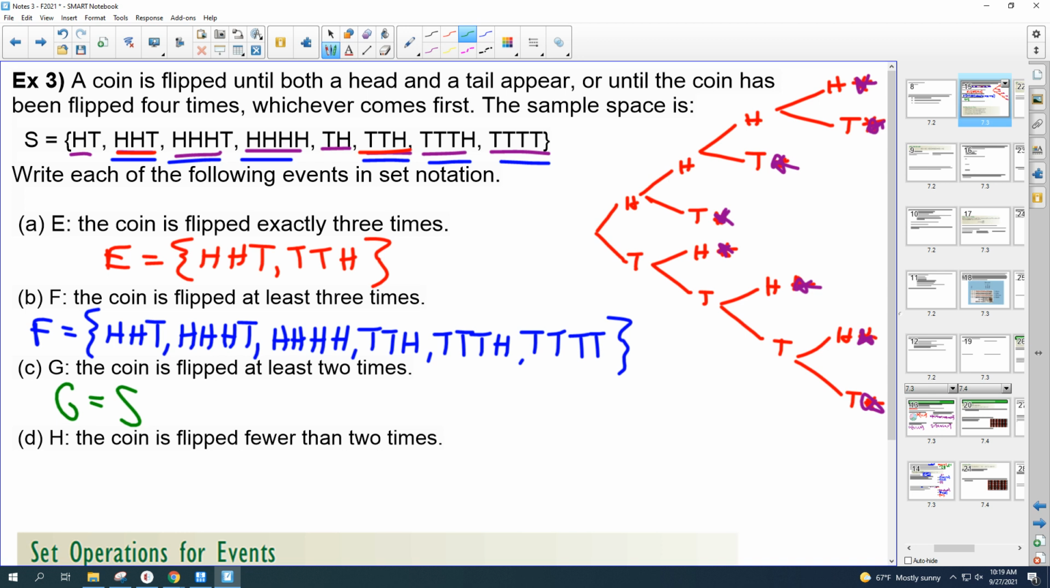H, the coin is flipped fewer than 2 times. Fewer than 2 times. Well, that's nothing, right? That's not going to happen. That's not going to happen. So H equals the empty set. Sometimes you can read the empty set as nothing.